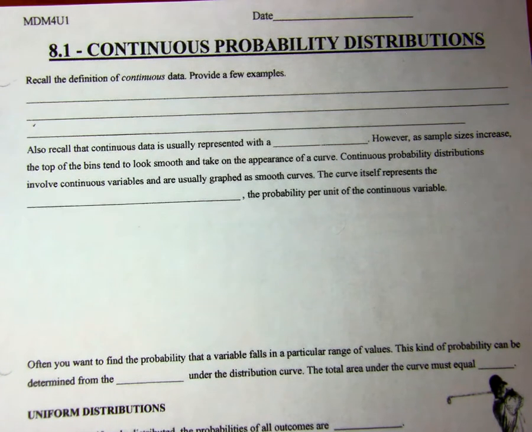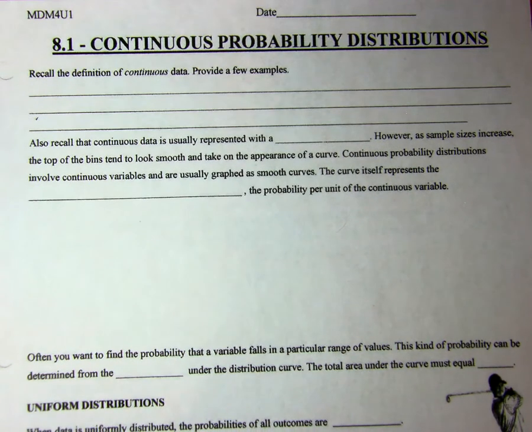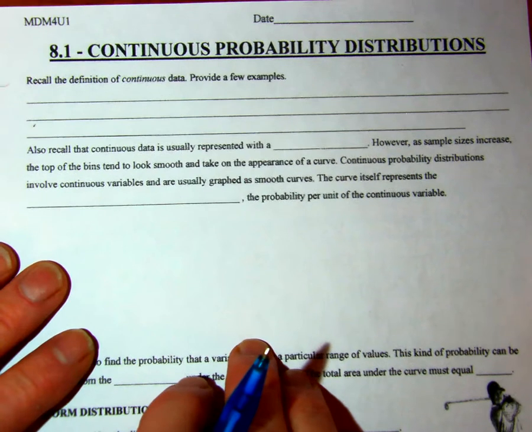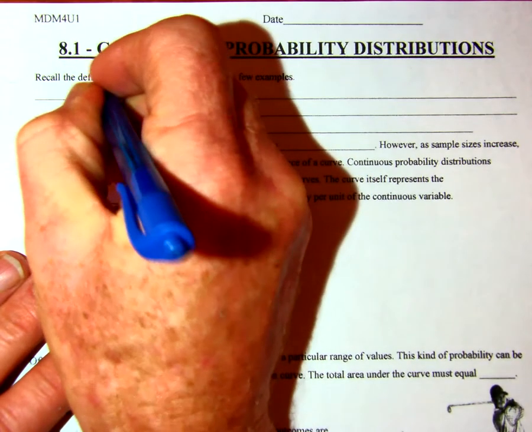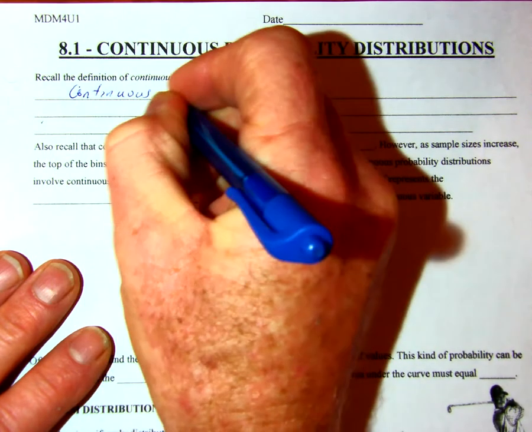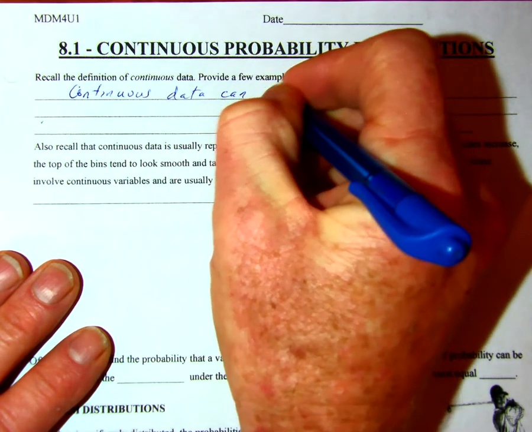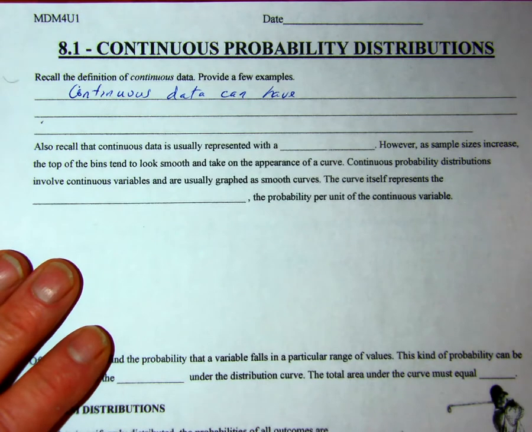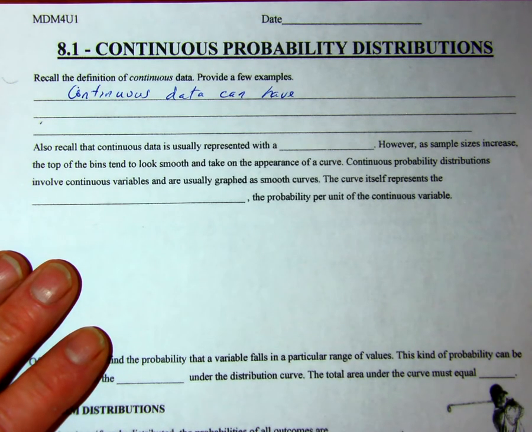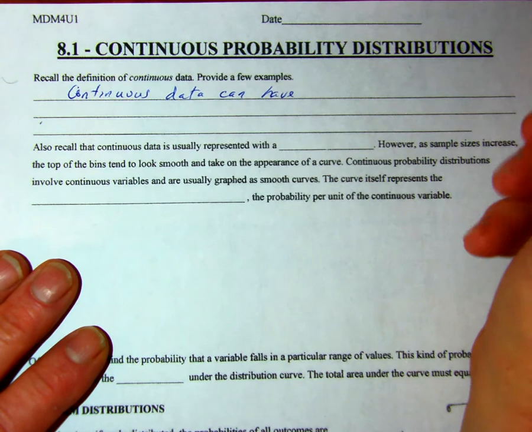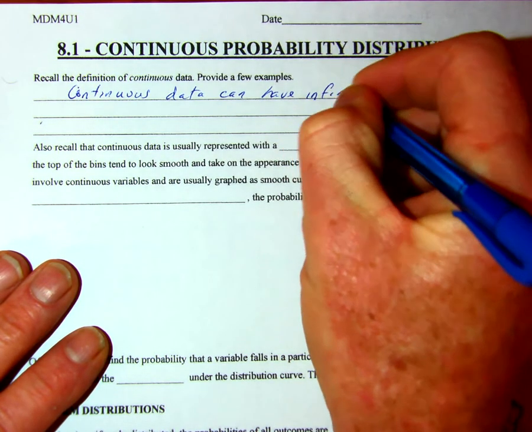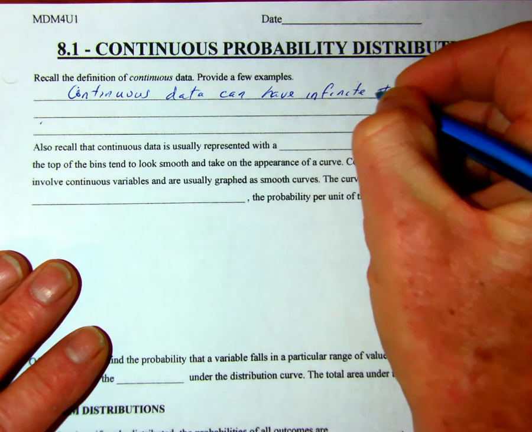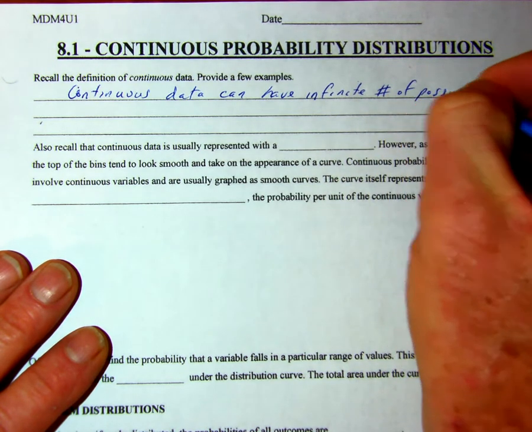So let's do a little bit of a recall first. Recall the definition of continuous data, and I'll provide you a few examples. Can somebody unmute and tell me what continuous data is? Anybody? This was part of your test that we just had, so how do I finish the sentence? Oh, you're all shy today. Okay, continuous data can have an infinite number of possible values.